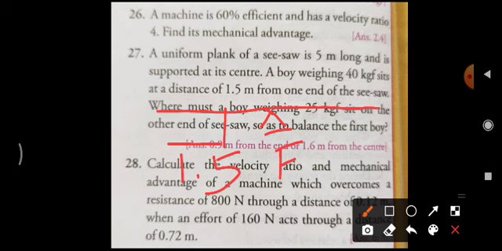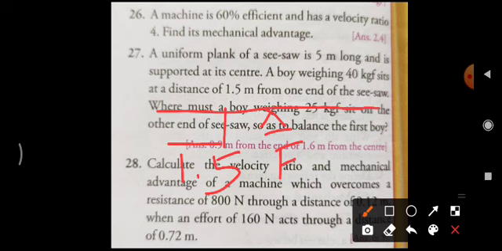So what do we have to calculate here? The distance. The question says a boy weighing 40 kg force sits at a distance of 1.5 meter from one end. Let us consider that the left end. Where must a boy sit? Obviously another boy must be sitting on the right hand side of the fulcrum, having the weight 25 kg force. So here we have to calculate the distance between the fulcrum and the right hand part where the boy will be sitting.